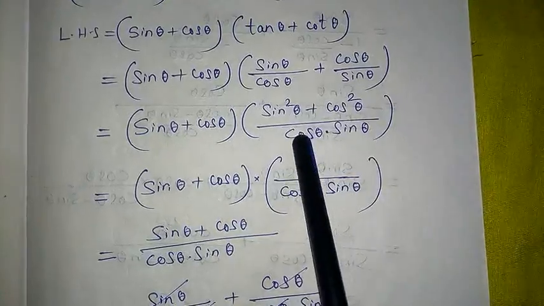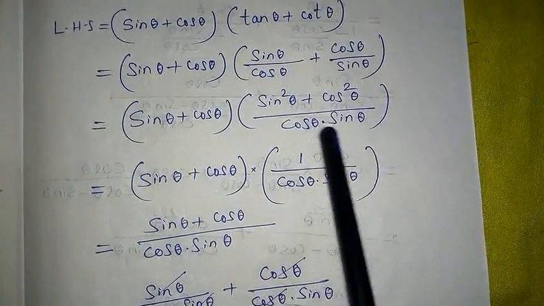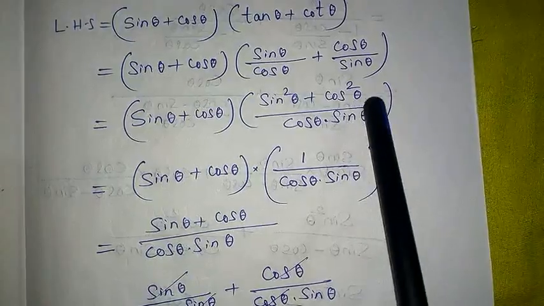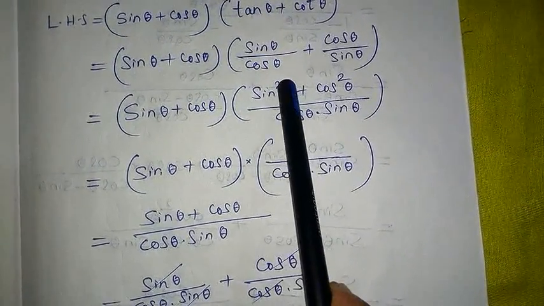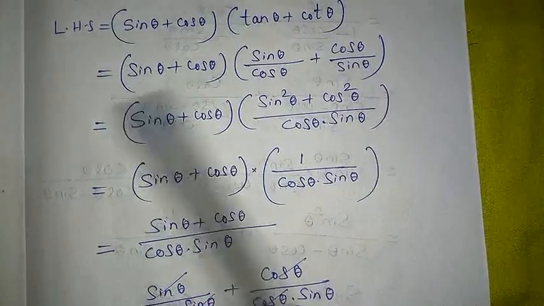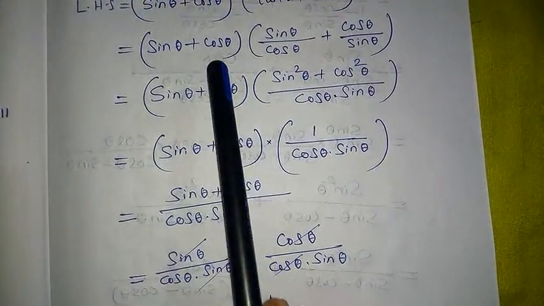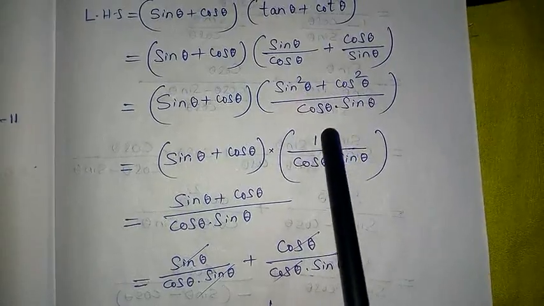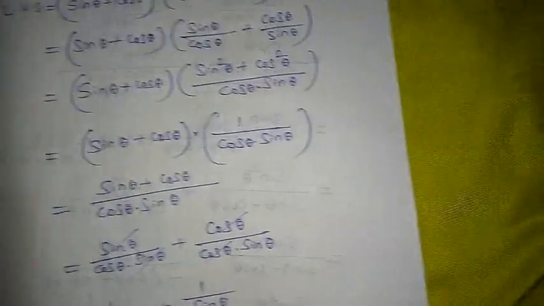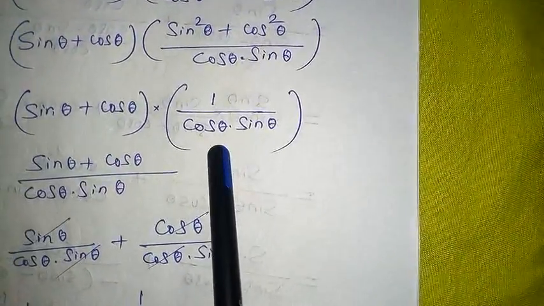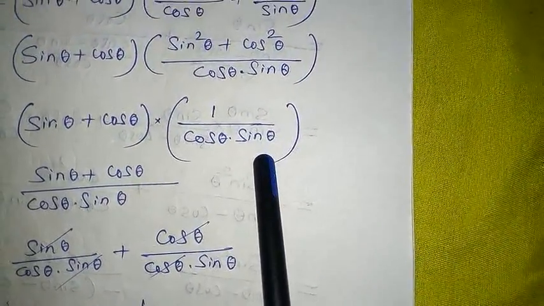Now I did the LCM. LCM is cos theta sin theta, and in the upper part, cos you cover, sin remains. Sin into sin is sin square theta. Sin you cover. Now cos into cos is cos square theta. Now what happened, same thing I wrote here. Now sin square theta plus cos square theta is 1. This formula also we discussed in the last video. Sin square theta plus cos square theta is 1. So 1 by cos theta sin theta.